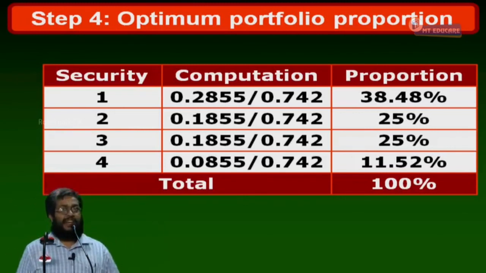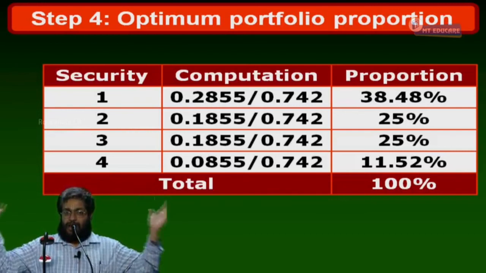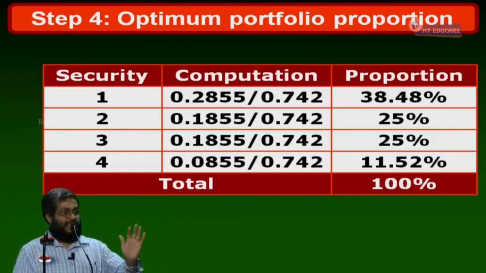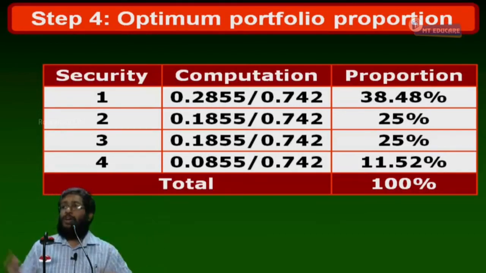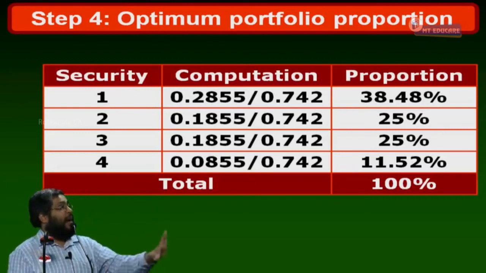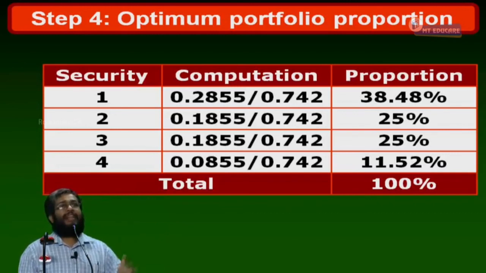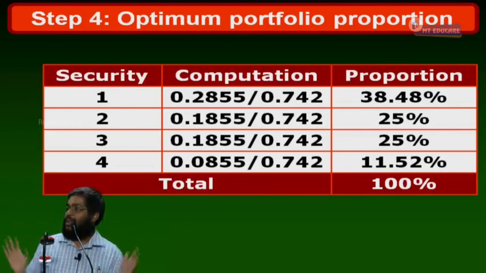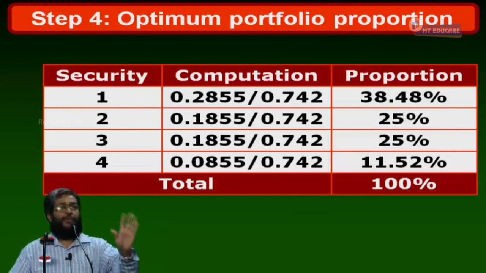What Sharpe says is that in the 7-security stock market, we invest only in securities 1, 2, 3 and 4, because up to that only utility at the cutoff point was increasing. How much do you invest in these 4? Invest 38% of your wealth in security 1, 25% in security 2, 25% in security 3 and 11.52% in security 4.